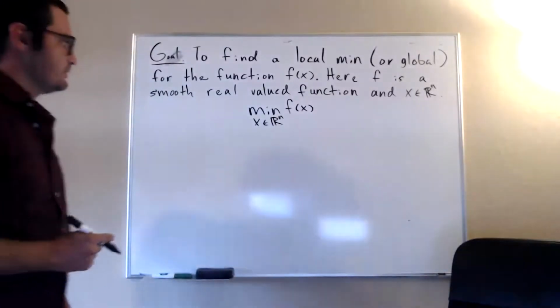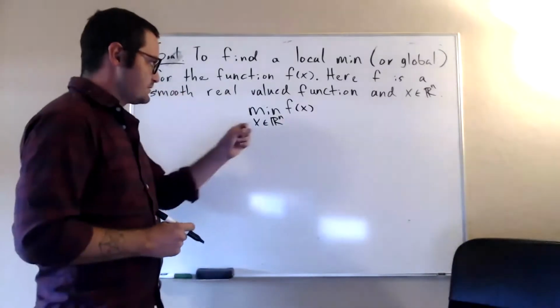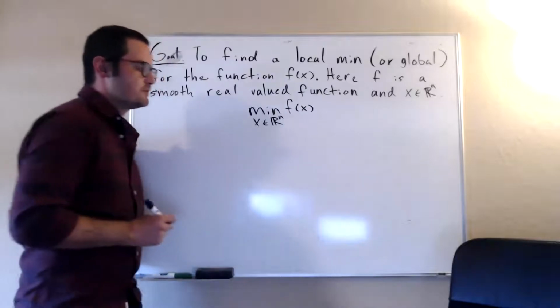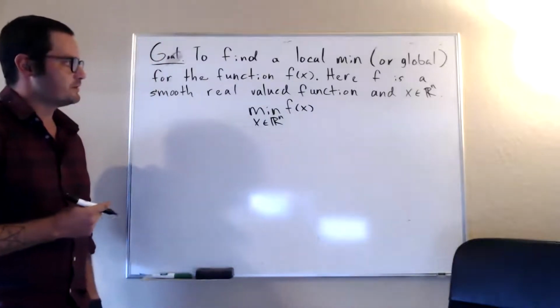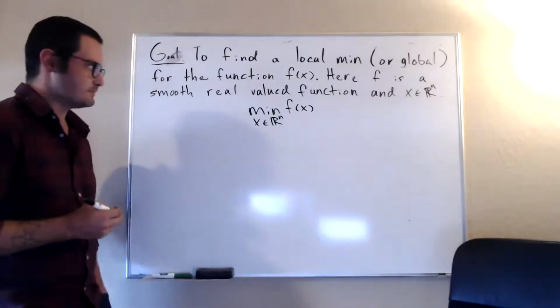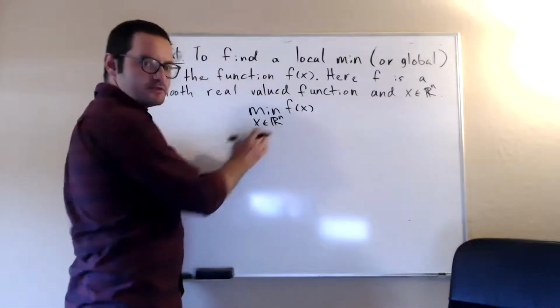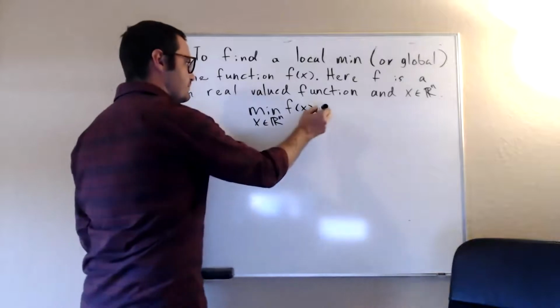Now, because there are no constraints on the value of x, this problem falls under the umbrella of what's known as unconstrained optimization: minimizing or maximizing a function subject to no constraints on the input vectors.